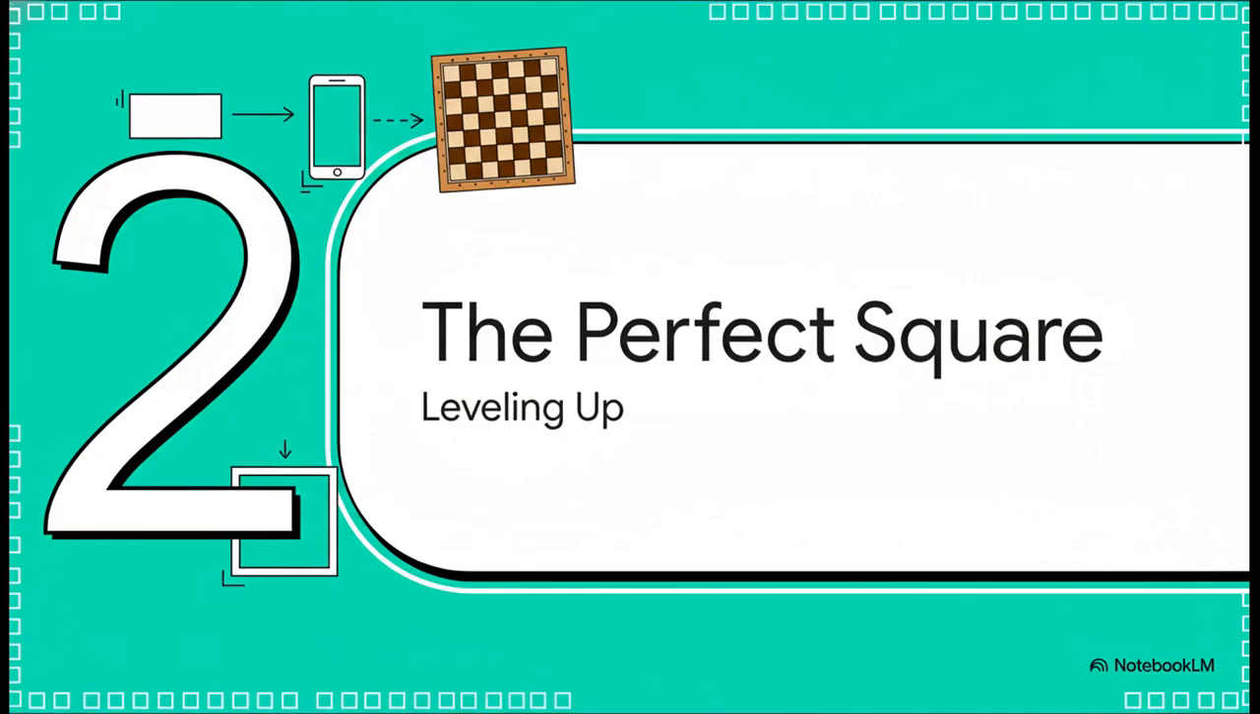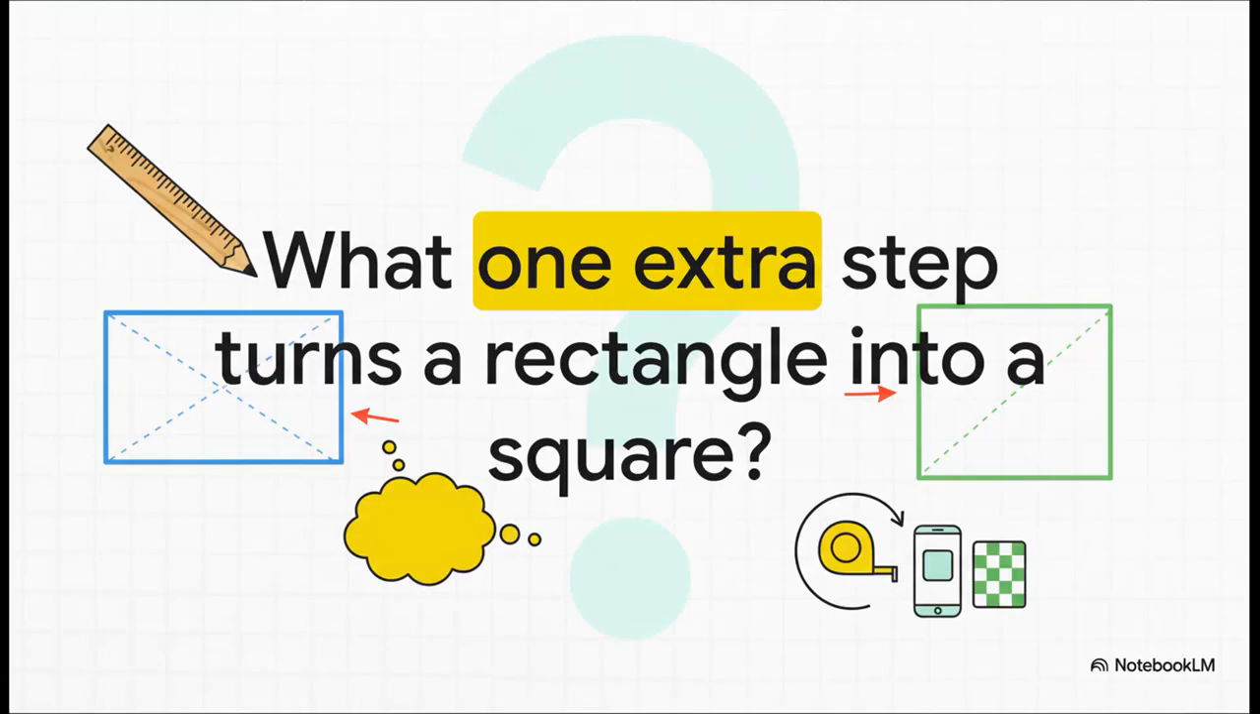Okay, so we've totally mastered the rectangle. But what if we want to level up? What if we want to build the most perfect, the most symmetrical four-sided shape there is? The square. Think about it. We already know the secret to making a rectangle. The diagonals have to be the same length and they have to cut each other in half. But that's not enough for a square. So what's the one extra ingredient, the one magic step we're missing?